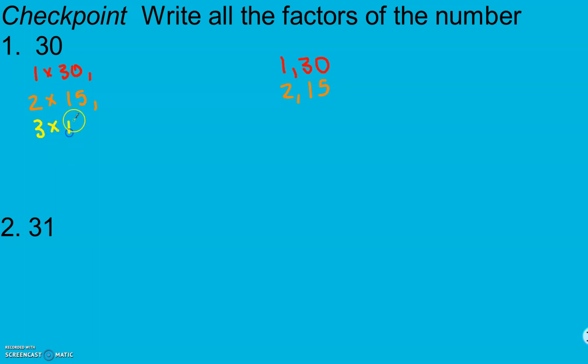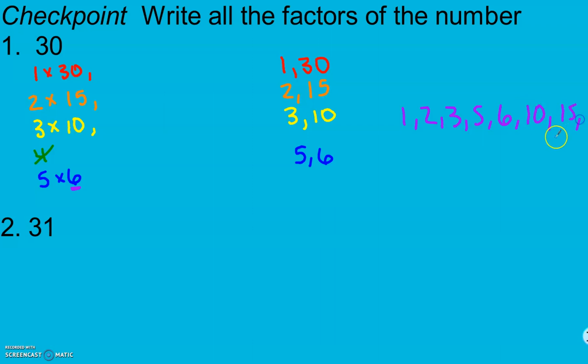30 divided by 3 gives me 10, so 3 and 10 are factors. 30 divided by 4 gives me a decimal. 4 doesn't work. 30 divided by 5 gives me 6. So 5 and 6 are factors. And now we have 6 already as one of our factors, which means we've tried everything. So my factors are 1, 2, 3, 5, 6, 10, 15, and 30.